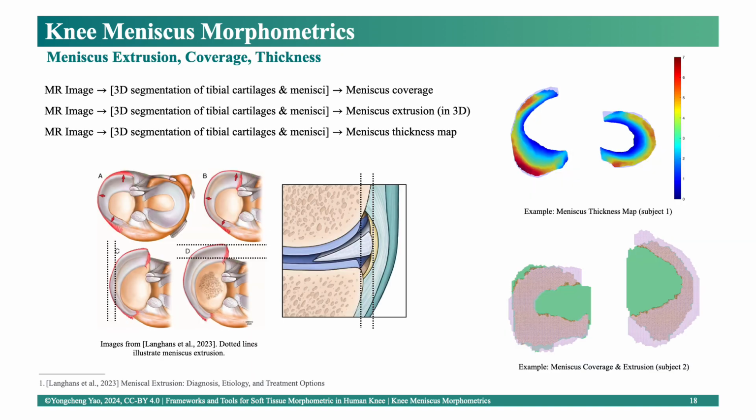Finally, we present some exploratory approaches for meniscus morphometrics, including the quantification of coverage, extrusion, and thickness mapping. The two figures on the right display our preliminary results.